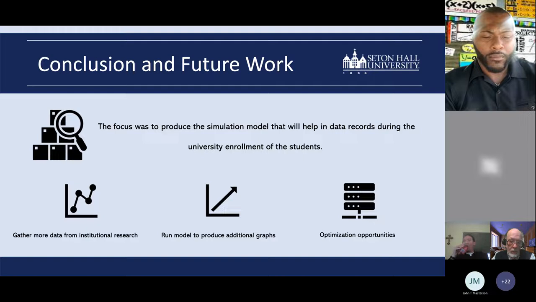First, we would definitely gather more data, as Father Laracy has helped us by recommending going to institutional research here on campus to gather more data and provide a better graph and model. Second, by running the model, producing additional graphs with the resulting output. And last but not least, Father Laracy also recommended that we run our student retention model using linear programming.